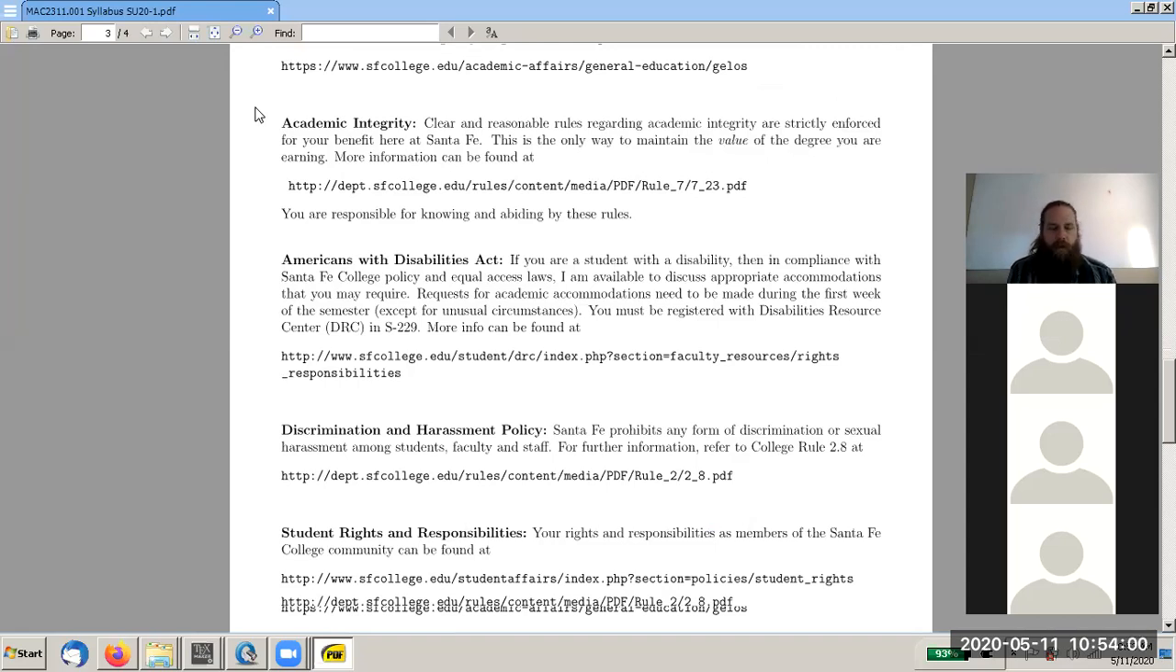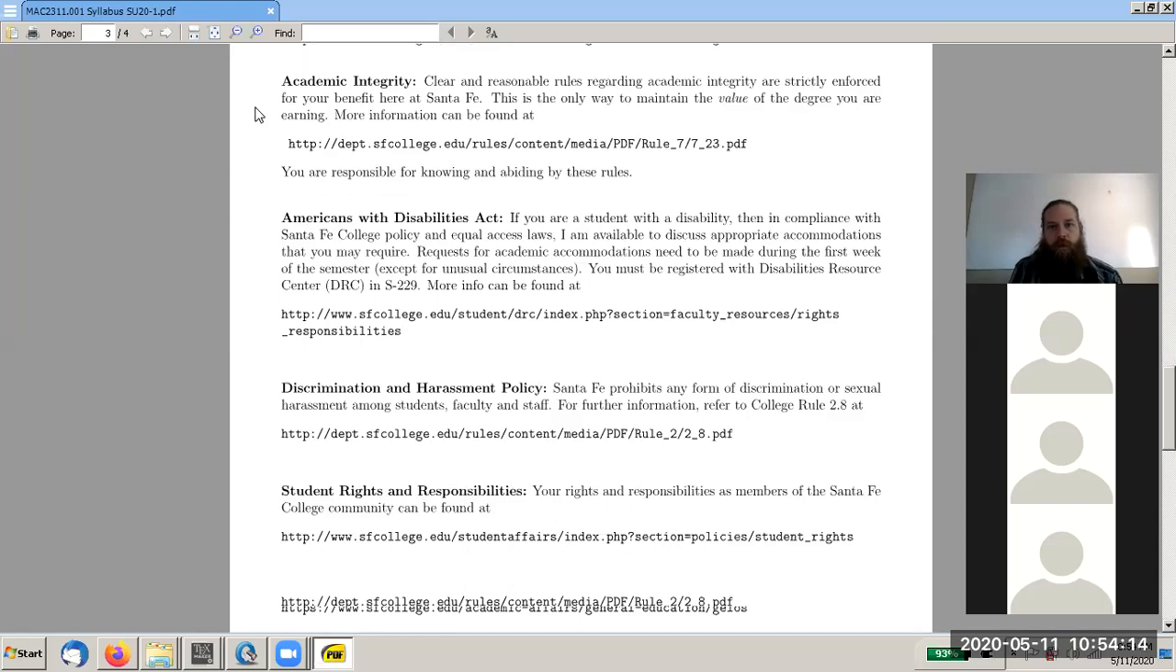If we can't trust that the systems that assign our credentials are legitimate, then the value of those credentials drops to zero very fast. So don't cheat. I don't like having to deal with academic integrity stuff, but it seems like every other semester or so, something happens. And I don't want to do that. I know you guys don't want to do that. So just be honest.